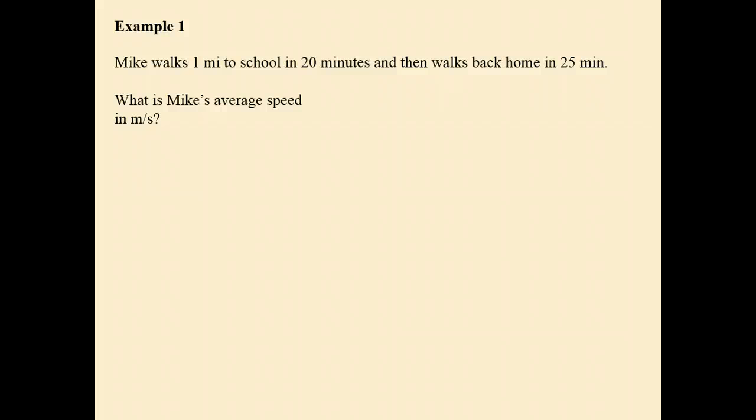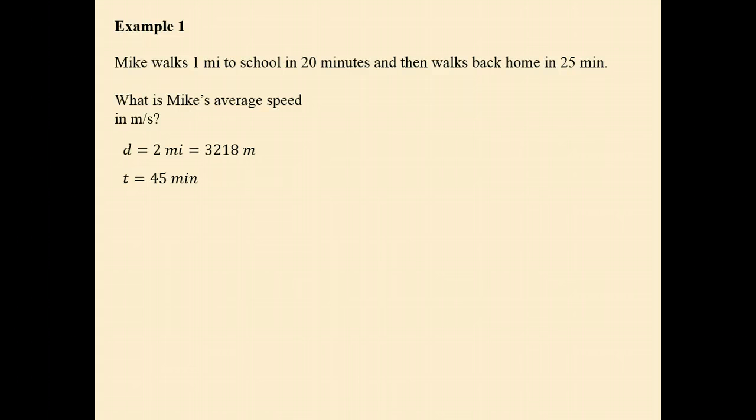First question is, what is Mike's average speed in meters per second? To calculate speed from the equation d equals v times t, we're going to plug in his total distance traveled. Okay, so he travels 1 mile out and then 1 mile home, or the total distance traveled is 2 miles. Now I'm going to go ahead right now and convert this into meters so that when I plug into my equation, my answer can be in meters per second. 2 miles is 3,218 meters.